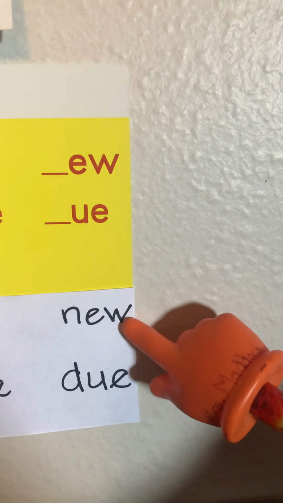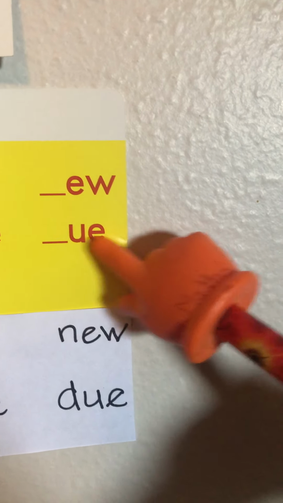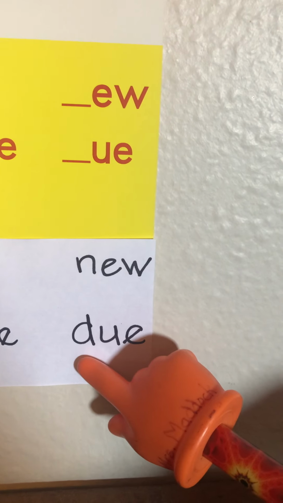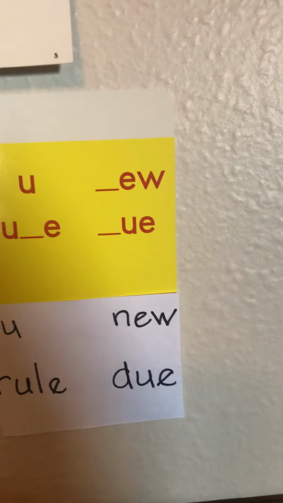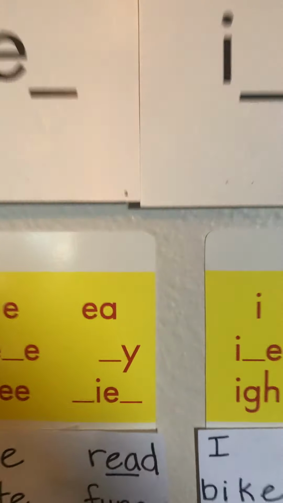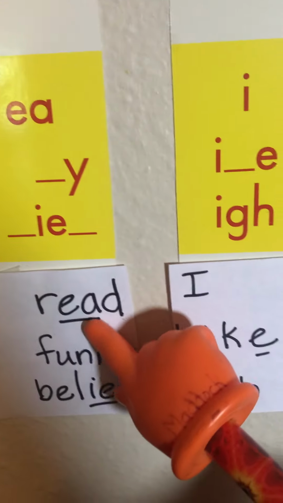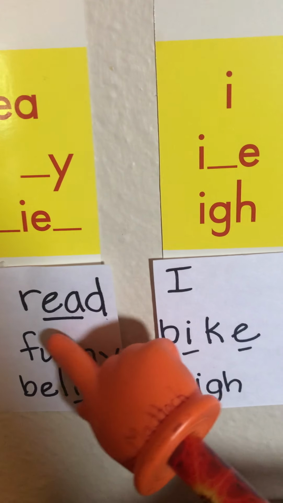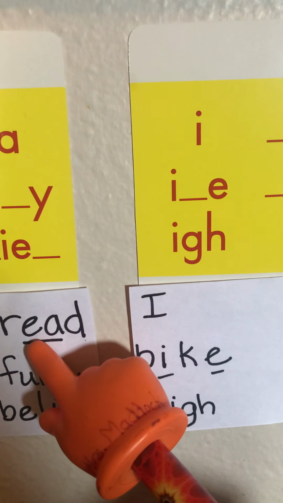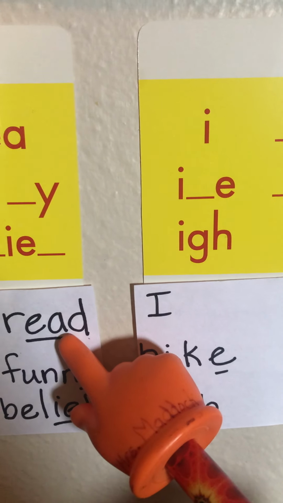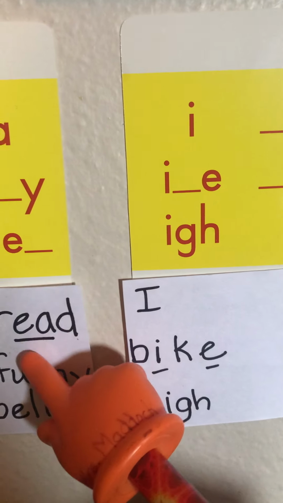EW makes the oo sound, like in new, and then UE with letters in front of it, like in do. One of the rules that we sometimes say that help us is if there are two vowels together, here's an E and an A, the first one does the talking, the second one goes walking. That just means that the E in EA, the E makes a long E sound and the A does not make a sound. It just helps the E.